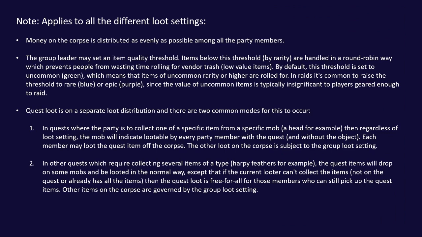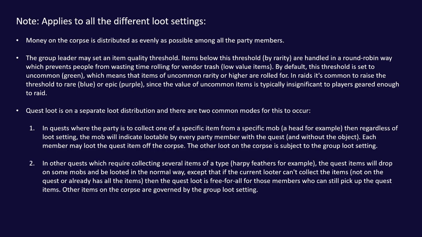So a couple notes for things that apply to all 5 different loot settings. The money on the corpse from the kill is distributed as evenly as possible among all the party or raid members. The group leader may set an item quality threshold. Any item that's below this threshold, which is set by the rarity of the item, is handled in a round-robin way. This prevents people from wasting time rolling for vendor trash, or low-value items.